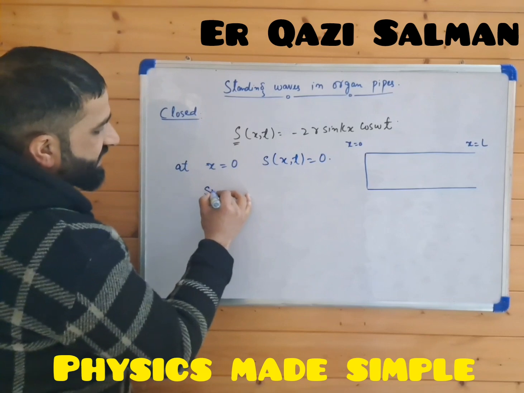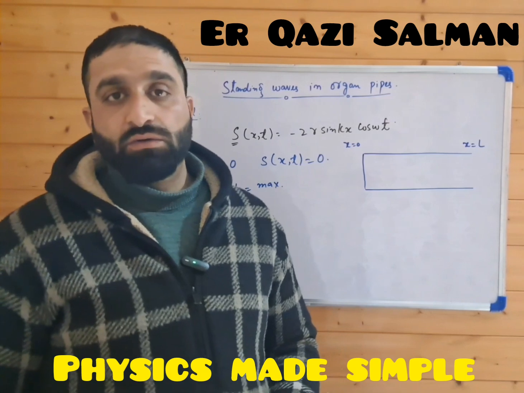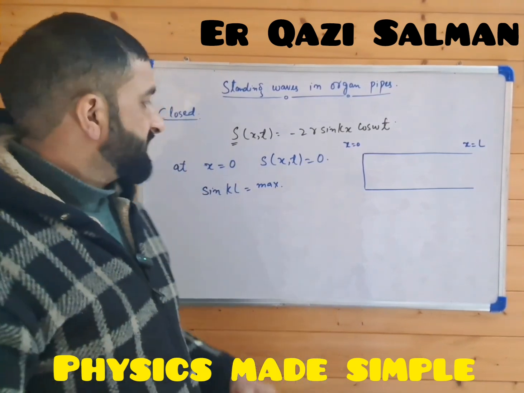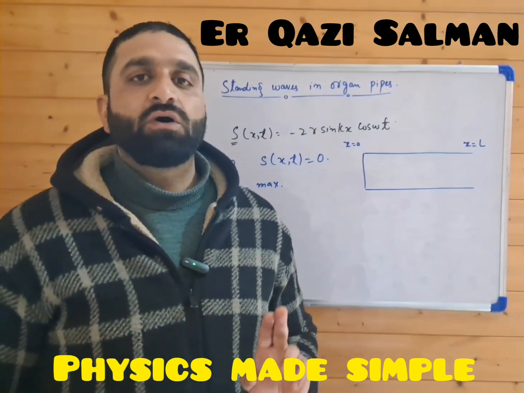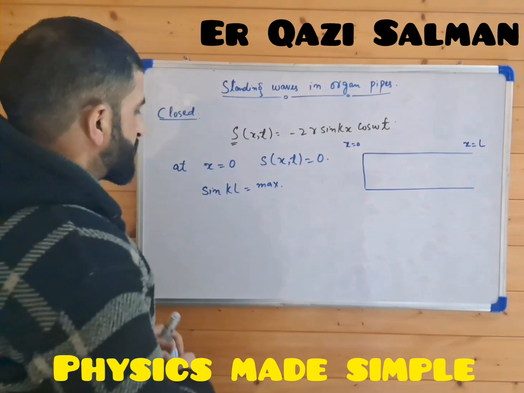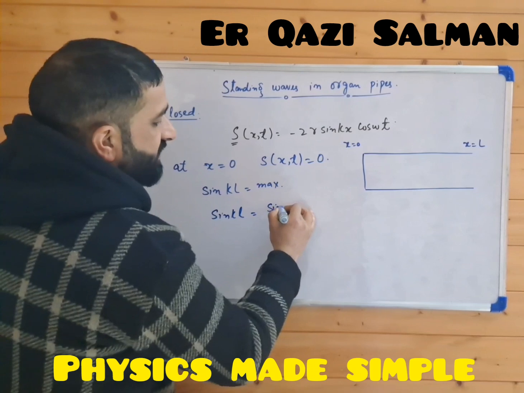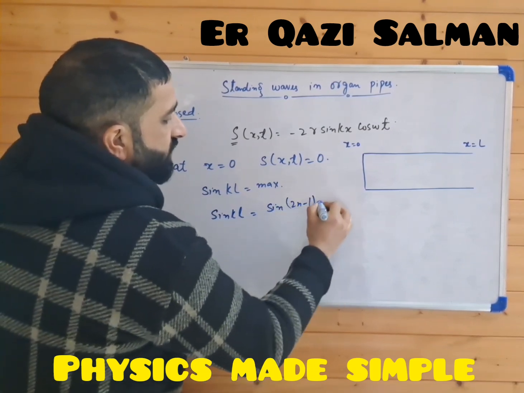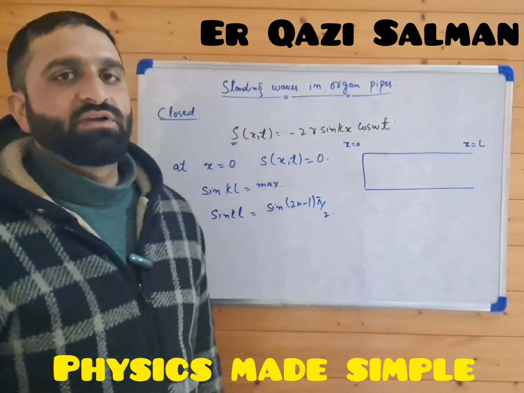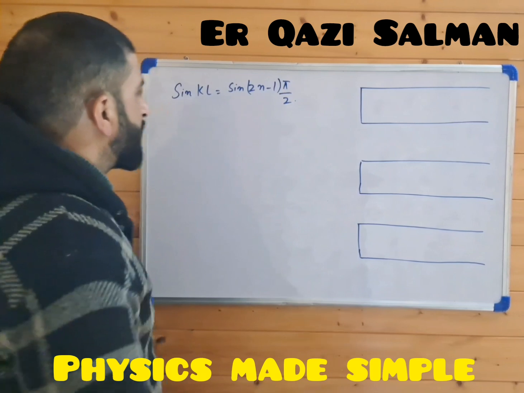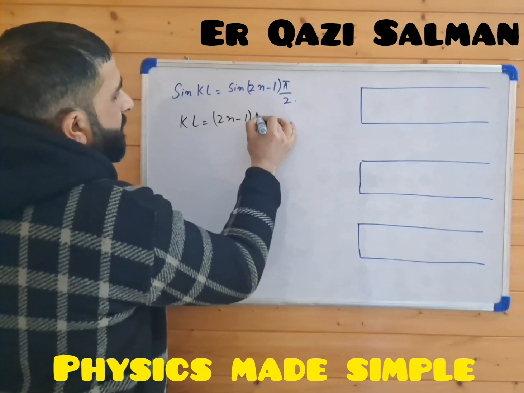That means sine of KL is maximum. The maximum value of sine of any angle is equal to 1. That means when sine KL is maximum, it has to be the sine of an odd integral multiple of pi by 2. So we have sine of KL is equal to sine of (2n minus 1) into pi divided by 2. This is an odd integral multiple of pi by 2, where n starts from 1, 2, 3 and so on. Moving on, we have KL is equal to (2n minus 1) pi divided by 2.